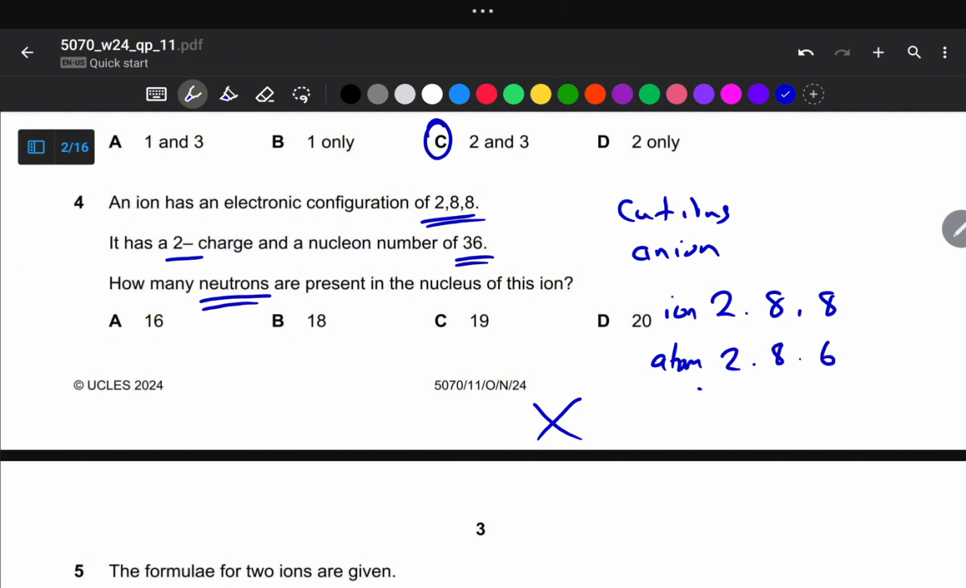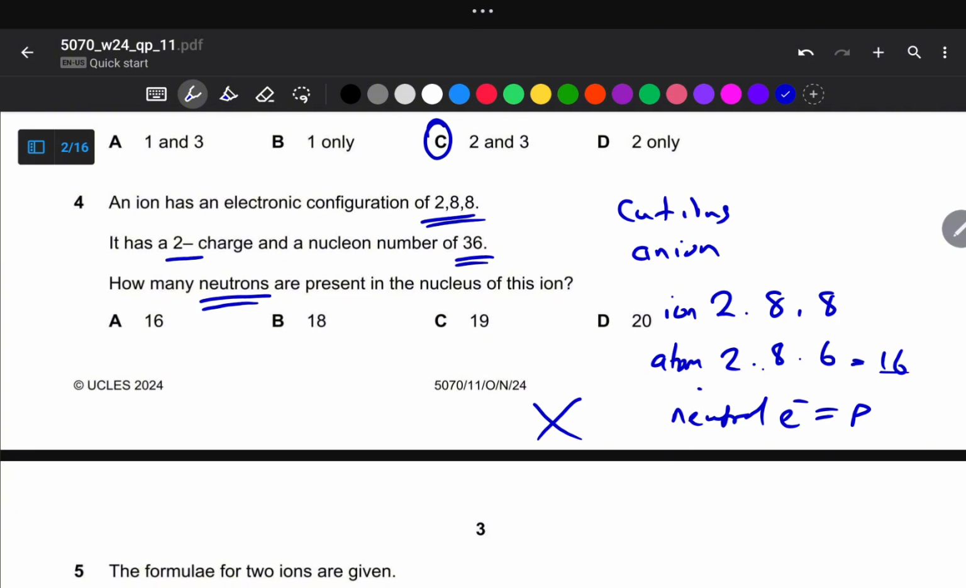Are we together? So for the sum total of the electrons of the neutral atom, we simply add the numbers in the electronic configuration. So it's 2 plus 8 plus 6, which is equal to 16. So we want to write this in the nuclide notation. So for a neutral atom, the number of electrons is equal to the number of protons. Are we together?